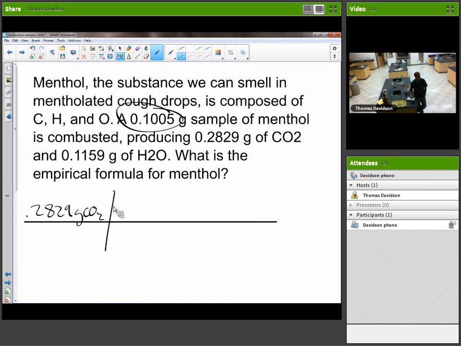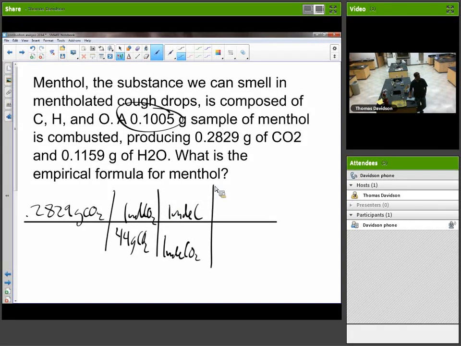Yep, I'm a genius. 44 grams CO2 for every 1 mole CO2. Everyone had this right anyway, right? 1 mole CO2 per every 1 mole C. Then we have 1 mole C, 12 grams. All right. And what did we get? Did everyone get the same answer there? 0.08? I got 0.077. 0.077? Yep. Okay.